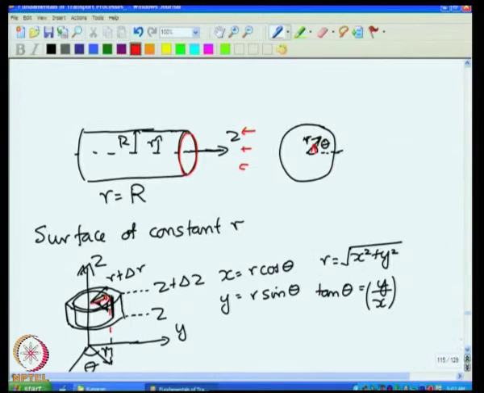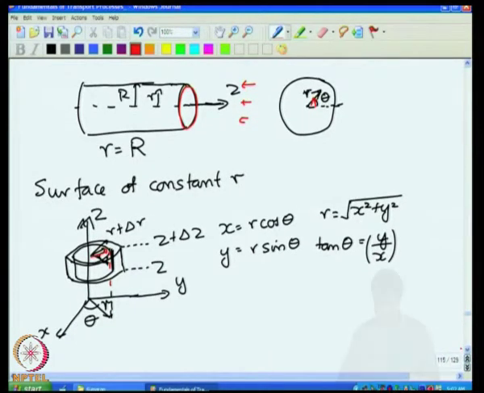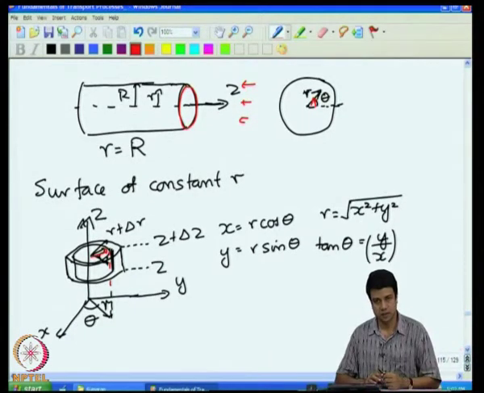In a similar case, in the cylindrical coordinate system, we take two surfaces at constant r and r plus delta r. These are of course cylinders, cylindrical cross sections. One has radius r, the other has radius r plus delta r. And then there are two surfaces at constant z, one at z, the other at z plus delta z.